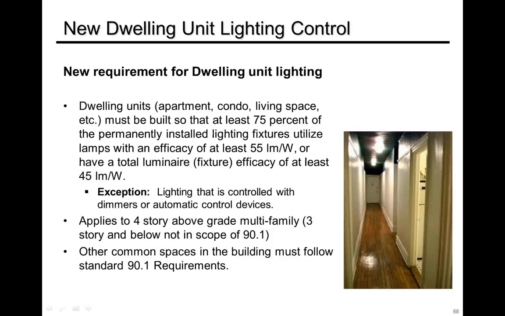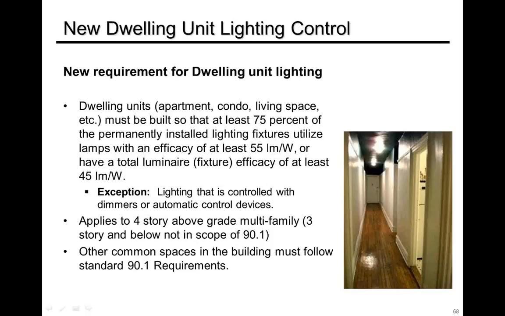Another new requirement is for dwelling lighting control. Historically, lighting in the dwelling unit has been exempted. And by dwelling unit, I mean the place where you live, your apartment, your condo, etc. That does not include common spaces in a high-rise building, such as hallways, lobbies, laundry room, exercise room, etc.